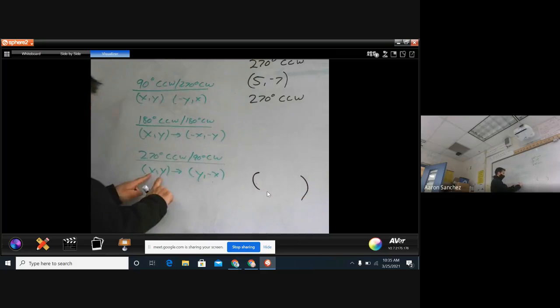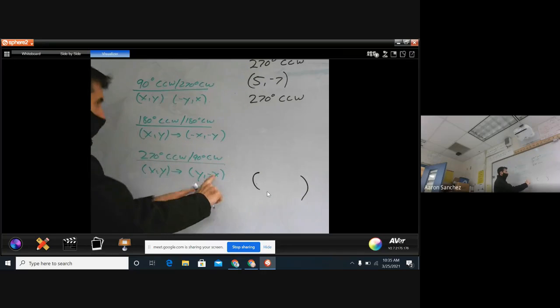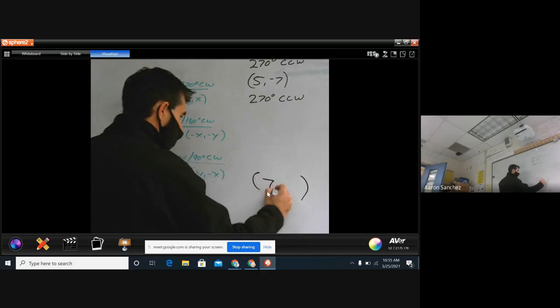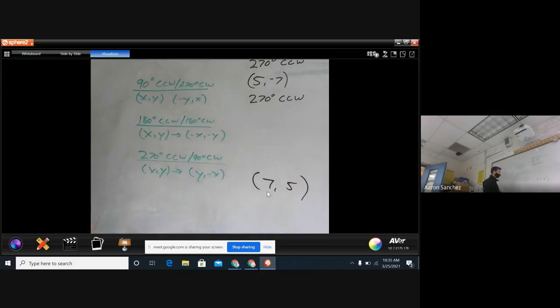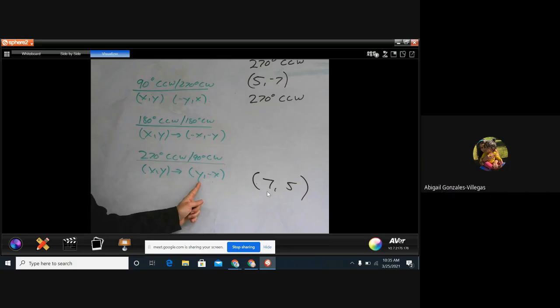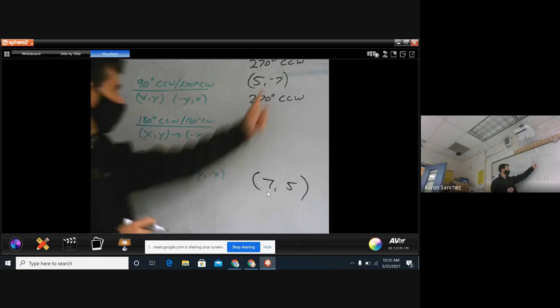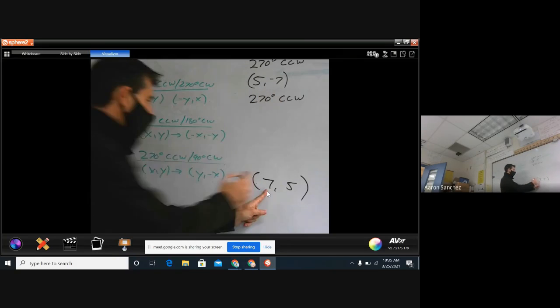Remember, see the X and the Y? They switch. So that means this is 7, this is 5. Now this positive, Abigail, what does positive Y mean? Change or no change? No change. So my Y is -7, so it stays -7.